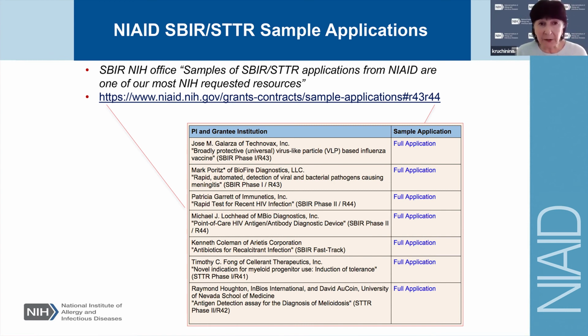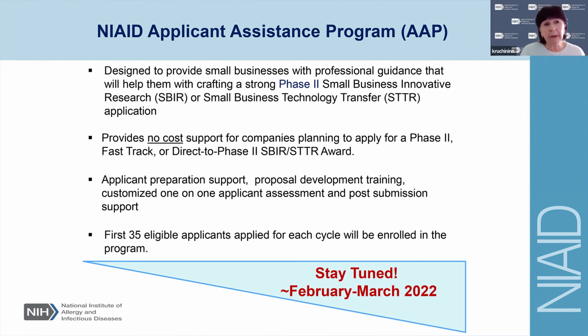Samples of applications we posted online for those who never applied or would like to take a look. These are successful applications: phase 1, phase 2s, and fast track. I think it's very helpful. We've been doing this for several years, but now I believe the National Cancer Institute has a few, and another institute also put a few samples of applications.